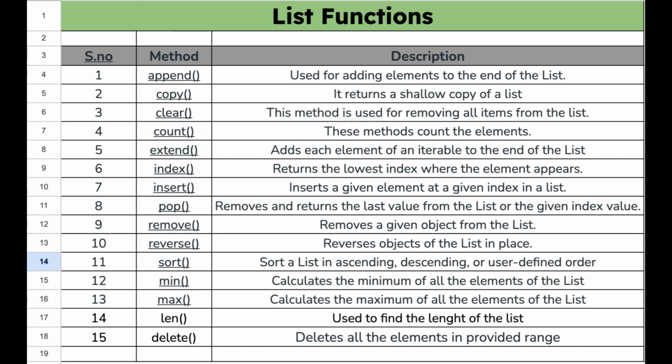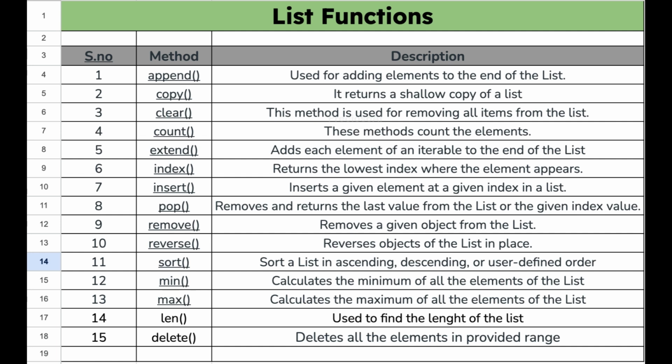Index method returns the lowest index where the element appears. Insert method inserts a given element at a given index in a list. Pop method removes and returns the last value from the list or the given index value. Remove method removes a given object from the list.